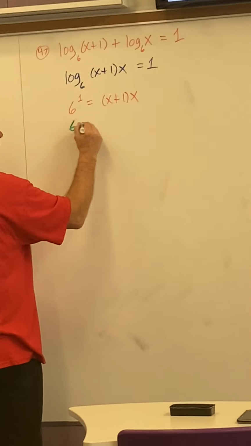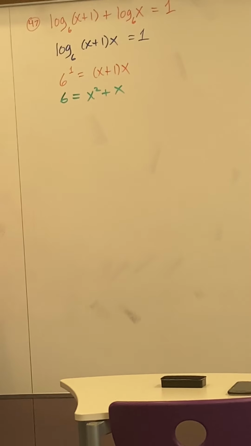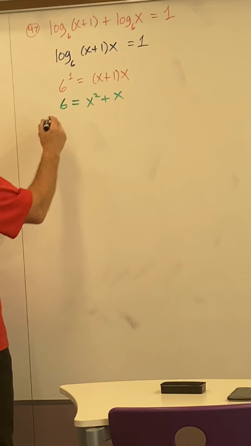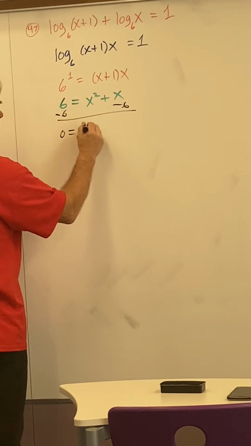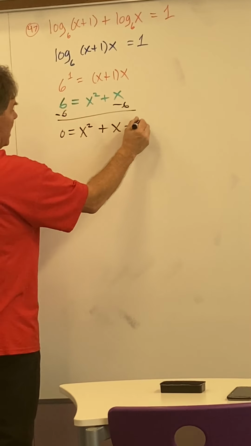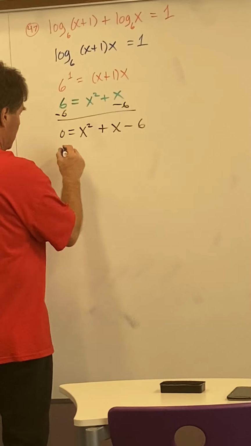Now, 6 equals x squared plus x. Okay, it's a second degree equation. So now I want to subtract 6 from both sides. 0 equals, hopefully it'll factor. If it doesn't factor, I can always solve it by the quadratic formula, or completing the square if you'd rather do that.